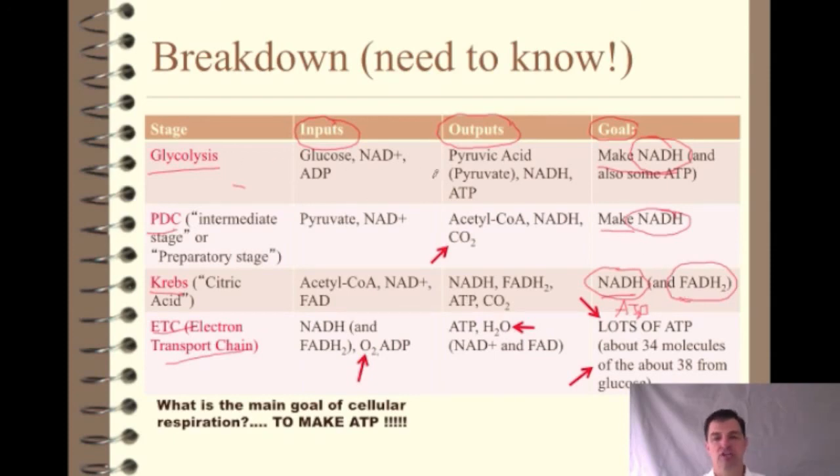When you look at this, in glycolysis we make a little bit of ATP. In the PDC, we give off some CO2. We make some NADH, that's important. In the Krebs cycle, we take in acetyl coenzyme A, NAD plus and FAD. This is what we get out of it: we get ATP, NADH, and FADH2 as our main important goals. But it's really the electron transport chain, where we use up oxygen as our final electron acceptor, which ends up giving us water, where we make most of the ATP, somewhere on the order of 34 to 36 ATP from the whole process.